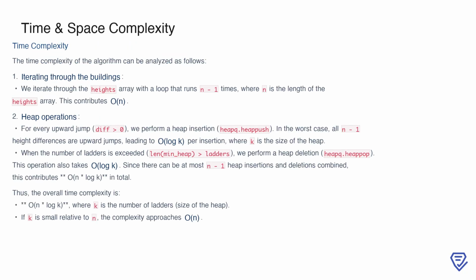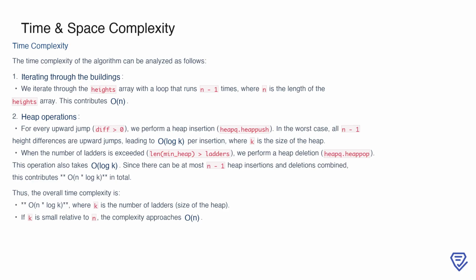To analyze the time complexity of the algorithm, we break it down into 2 main components. First, iterating through the buildings involves a single loop that processes the heights array. Since this loop runs n-1 times, where n is the number of buildings, it contributes an O(n) complexity.